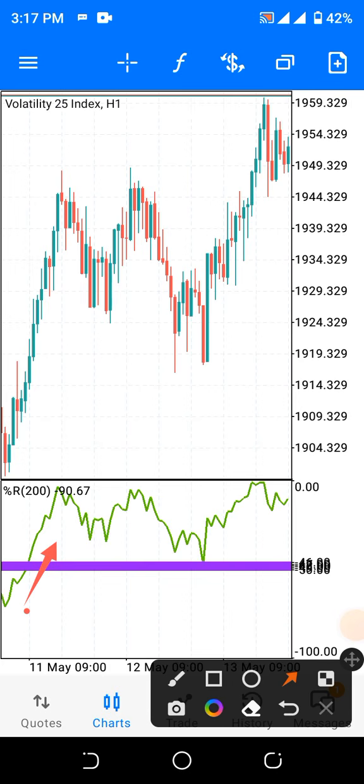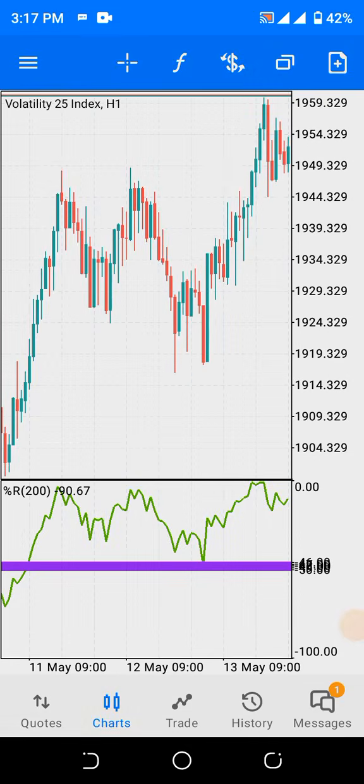Now, where to place your stop loss? If you are buying, your stop loss should be at the previous higher low. If you are selling, your stop loss should be at the previous lower high. Do you understand? All right, now pay attention.